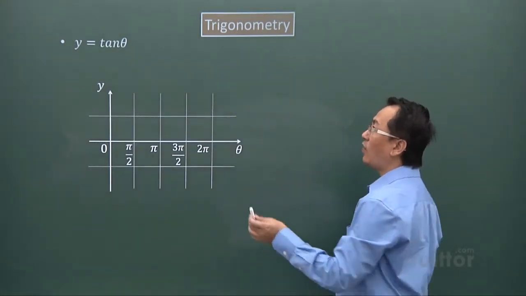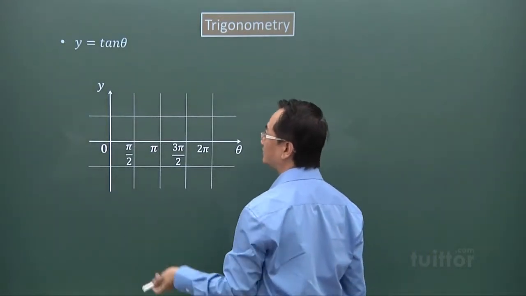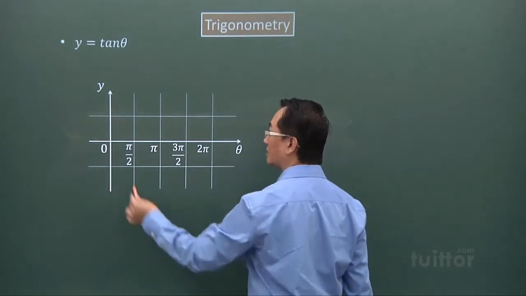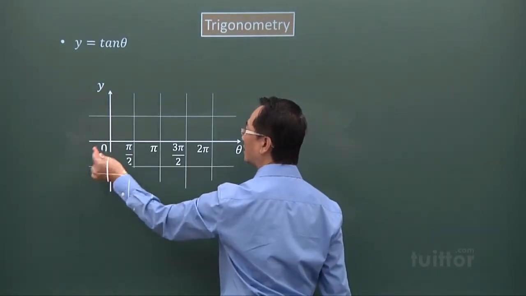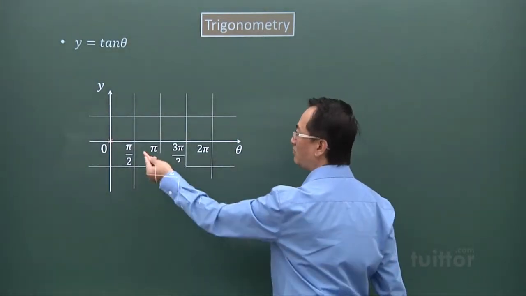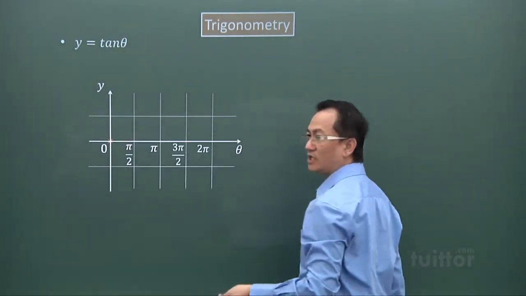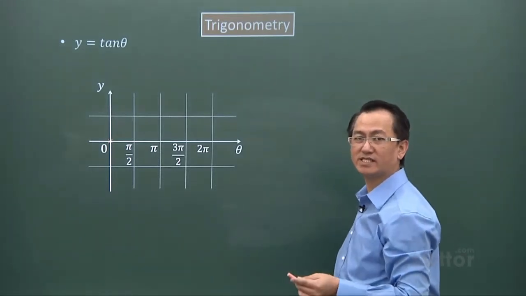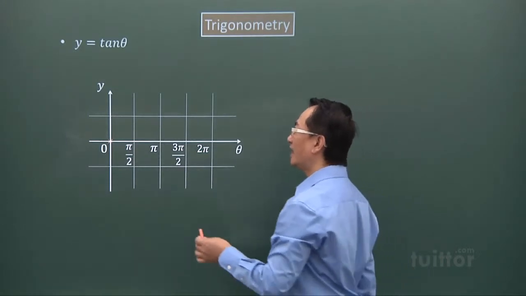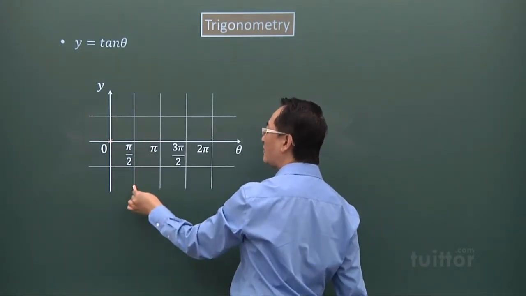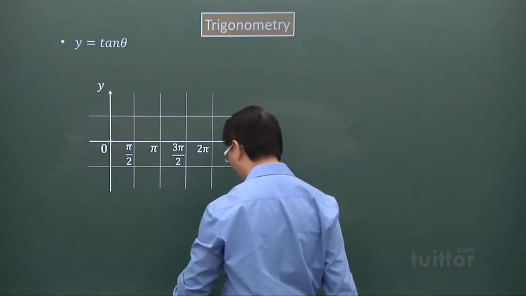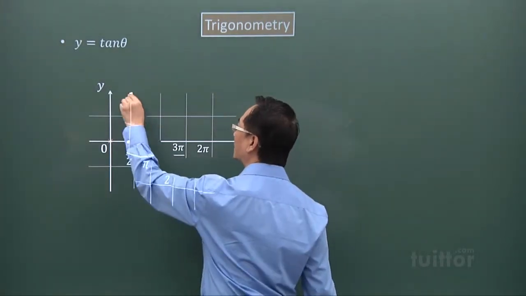Next, we look at y equals tangent theta. If you put in 0 into tangent theta, you get a 0. The moment you put pi on 2 into tangent, your calculator will register mathematical error. That's because that curve there will never touch this line. So you will have a curve that goes like this.